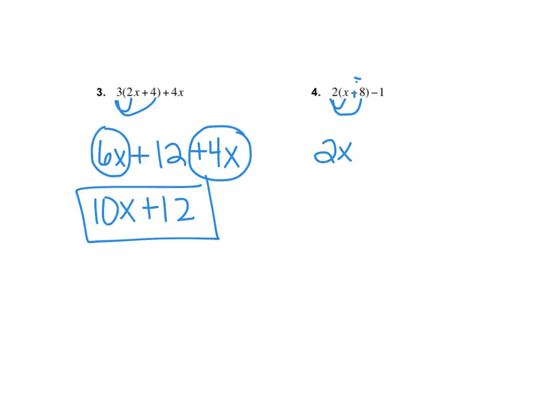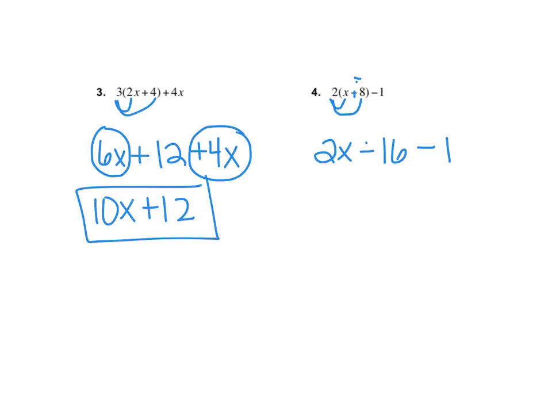And then I've got 2 times a negative 8. So that results in a negative answer. I can do plus a negative 16, or I can just have minus 16. And now I just have to bring down my minus 1 because that does not get multiplied there. So now we need to combine like terms.